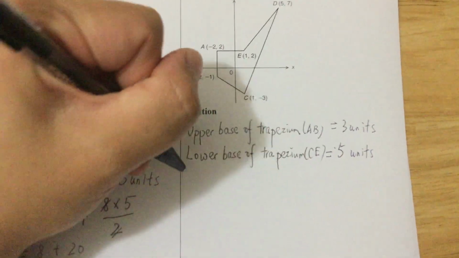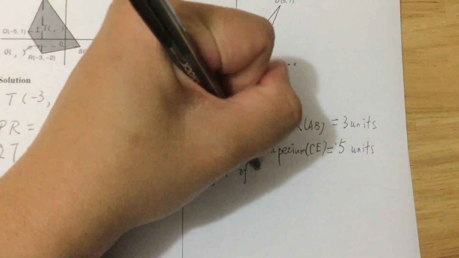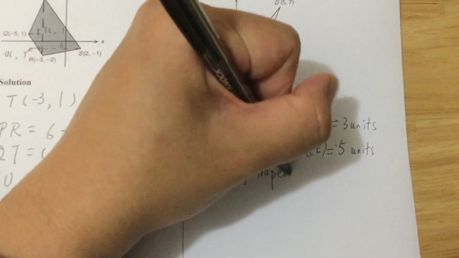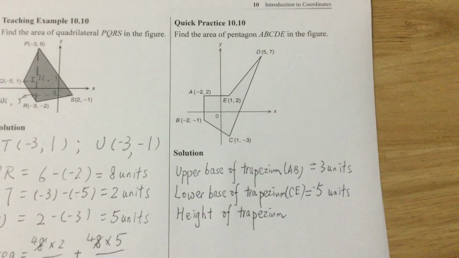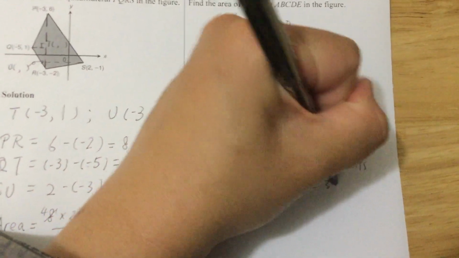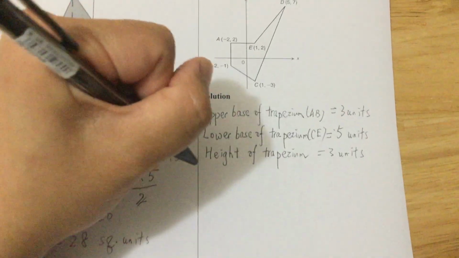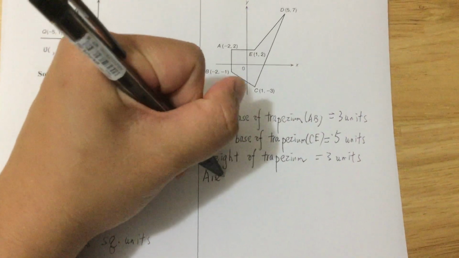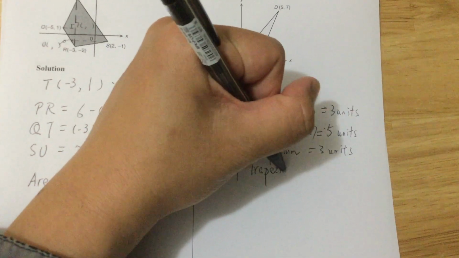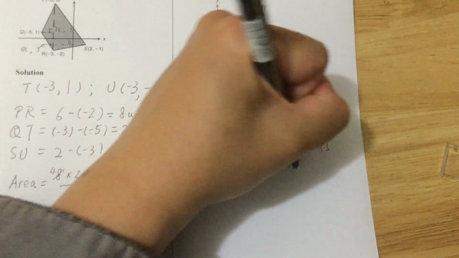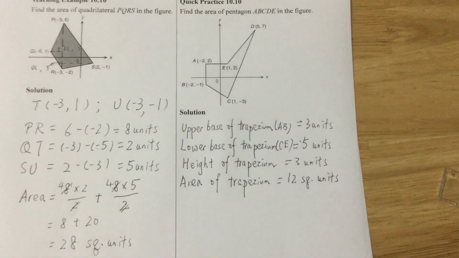Okay, the height of the trapezium is 3 units once again. Okay, the area of the trapezium is 12 square units. This is the first part of it.